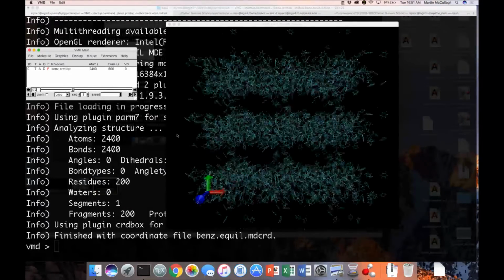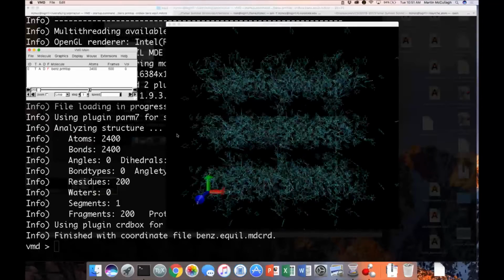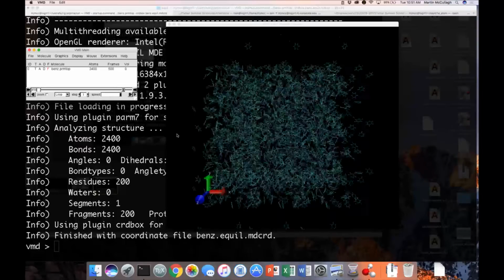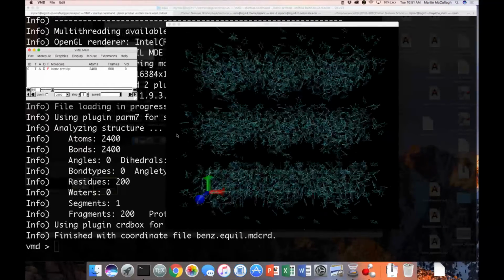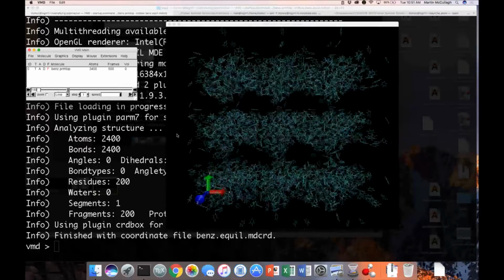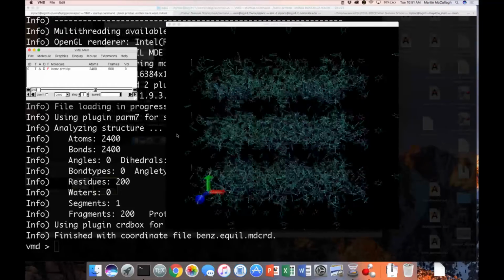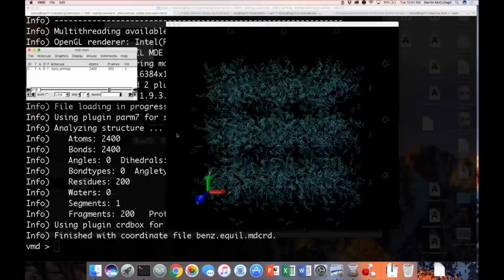Now this thing is definitely looking like it's, yeah, especially near the end, it's looking like it's becoming a homogeneous liquid. And that's what we're interested in, the properties of this liquid.